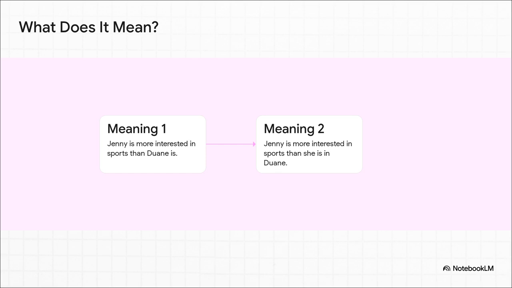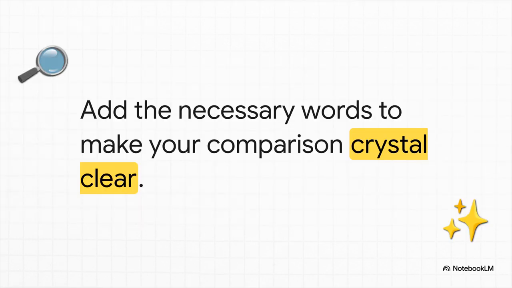All right, option 1. Does it mean that Jenny is more interested in sports than Dwayne is? You know, her level of interest is higher than his. Or option 2. Does it mean Jenny is more interested in sports than she is in Dwayne? Like, she'd rather watch the game than go on a date with him. Ouch. See the problem? That ambiguity can cause some serious confusion, maybe even some hurt feelings. And the fix? It's so easy. Just add a few extra words to make your meaning totally 100% clear. Don't be shy about it. It's always better to add a word or two and be understood than to be brief and be confusing. Your reader will definitely thank you for it.